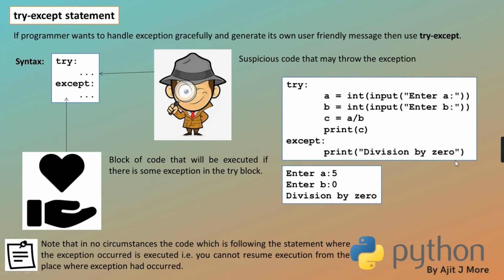Okay? And this is the note point which I have already explained to you, that in no circumstances is there any chance to resume the code from where the exception had occurred. Note that in no circumstances is the code which is following the statement where the exception occurred executed. Whatever code follows the statement where the problem has occurred, that code will not run. That is, you cannot resume execution from the place where the exception had occurred.